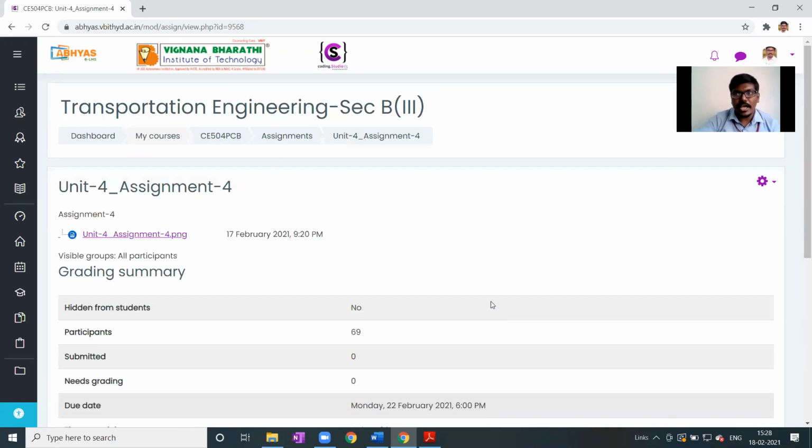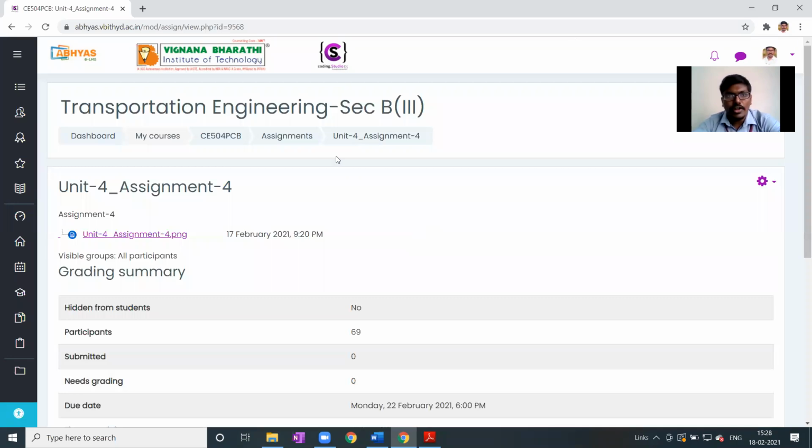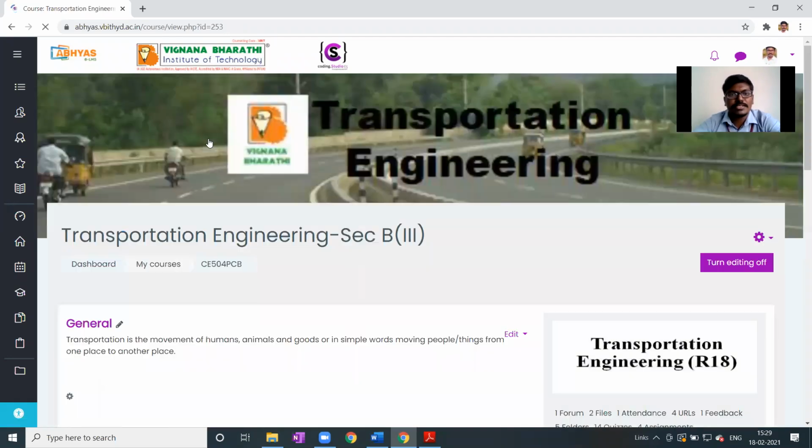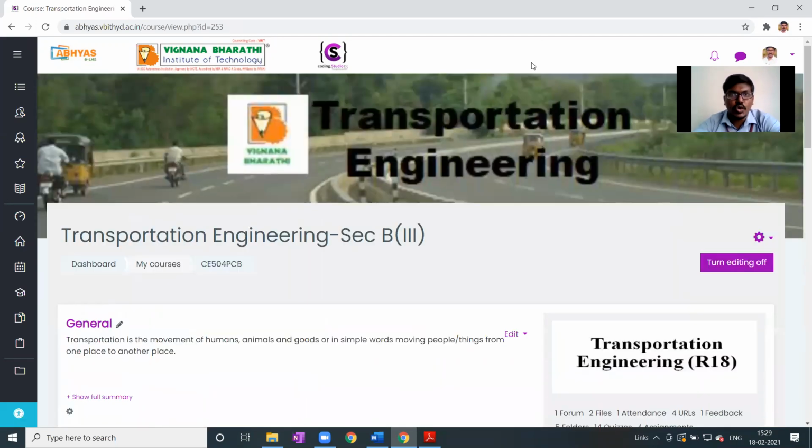Maybe by Monday or Tuesday, I will be giving assignment 5 of unit 5. I may give you another 4 or 5 days, that is by the end of your mid-exam, to submit. By the end of the mid-exam, assignments 3, 4, 5, all 3 assignments will be checked. Then only will you get the complete 5 marks for assignments in mid-2. Or else you will get 0. I can directly say you will get 0.